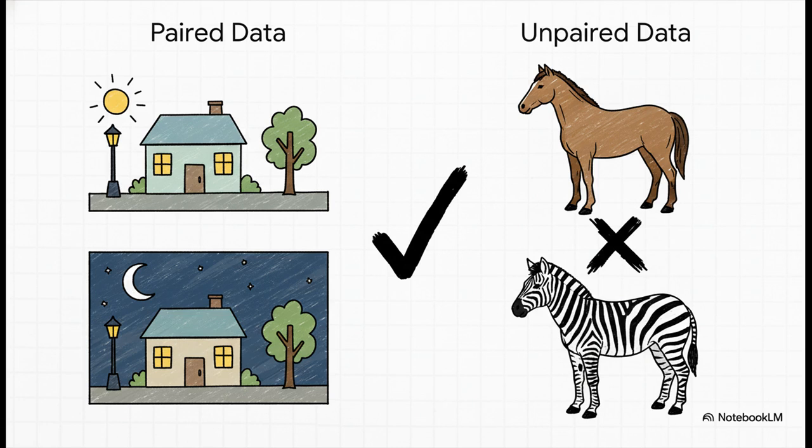And in the real world, it's almost impossible to find. You can't take a photo of a horse and then a second paired photo of that same exact horse magically transformed into a zebra. It just doesn't exist. And that was a massive roadblock.